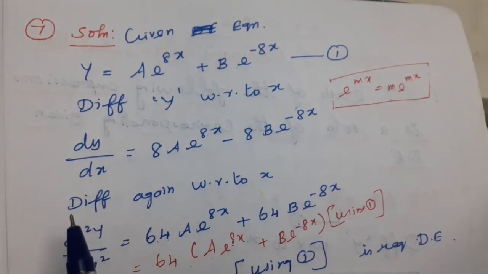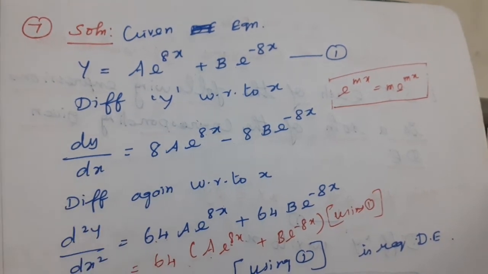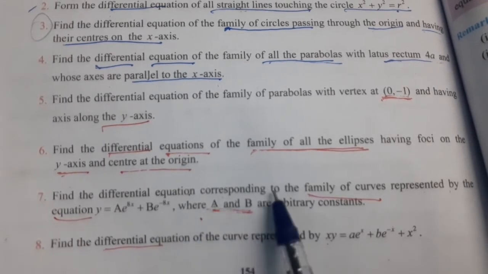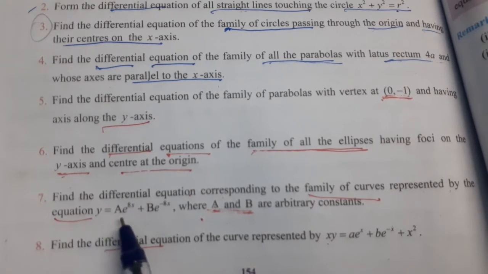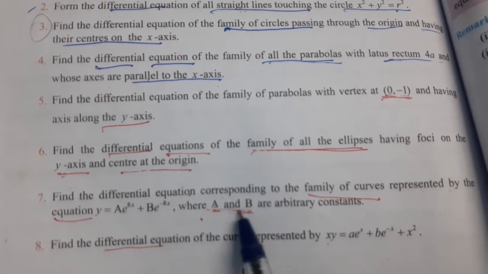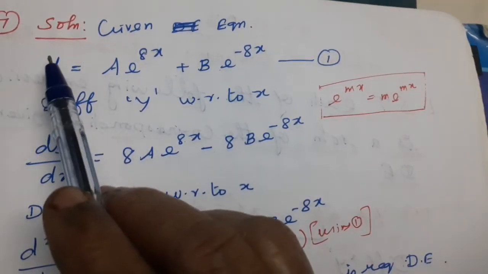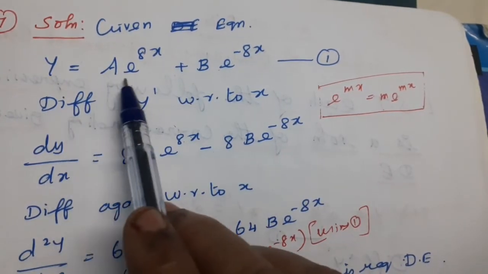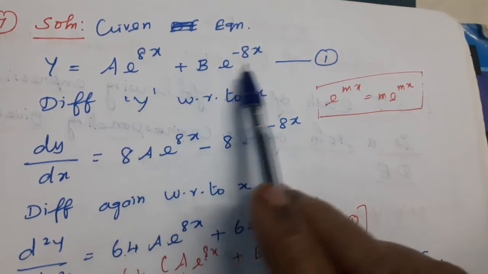Now see here, one more time I read the question. Find the differential equation corresponding to the family of curves represented by the equation y equal to a into e power 8x plus b into e power minus 8x, where a and b are arbitrary constants. So what is the solution for the 7th one? The given equation is y equal to a into e power 8x plus b into e power minus 8x.